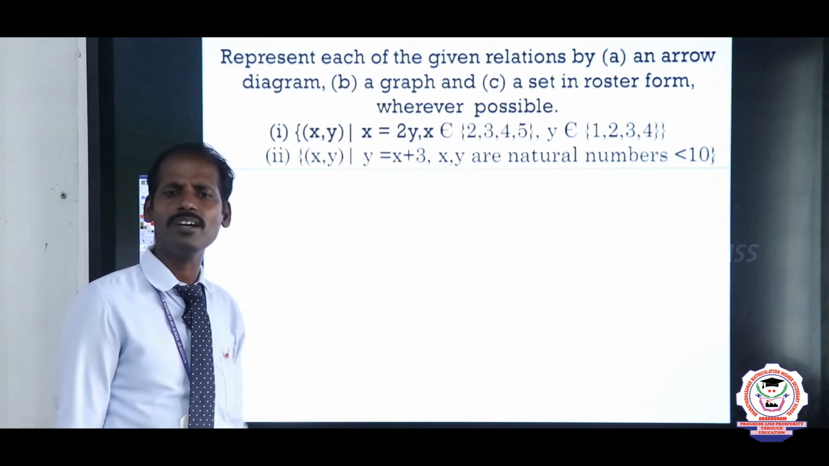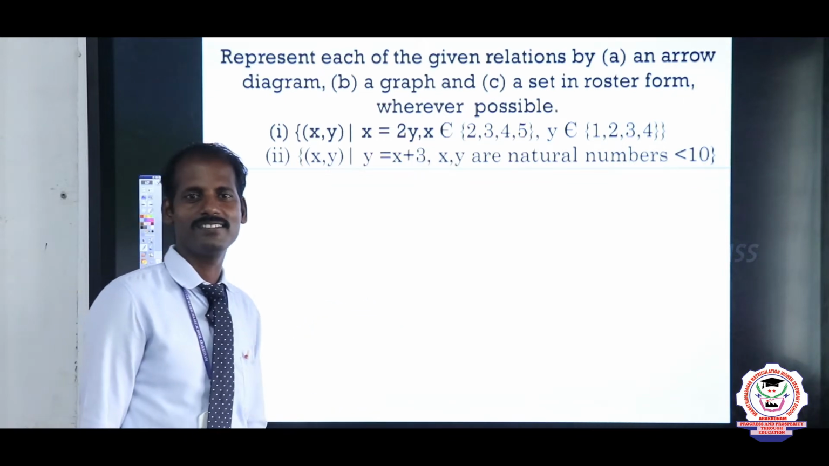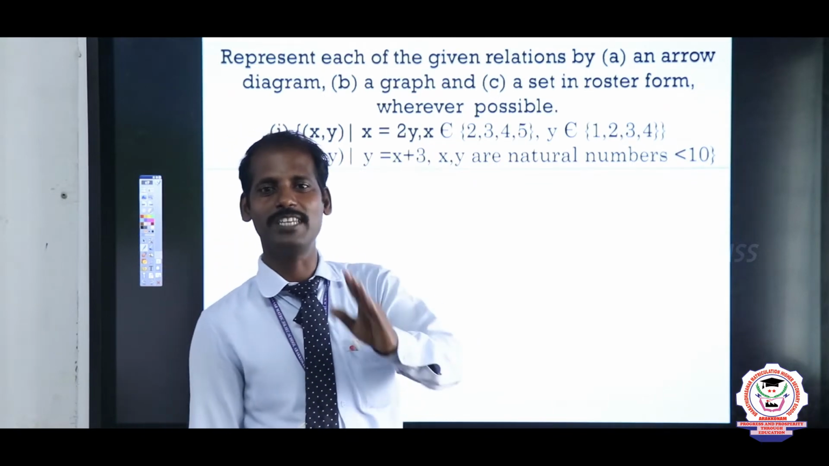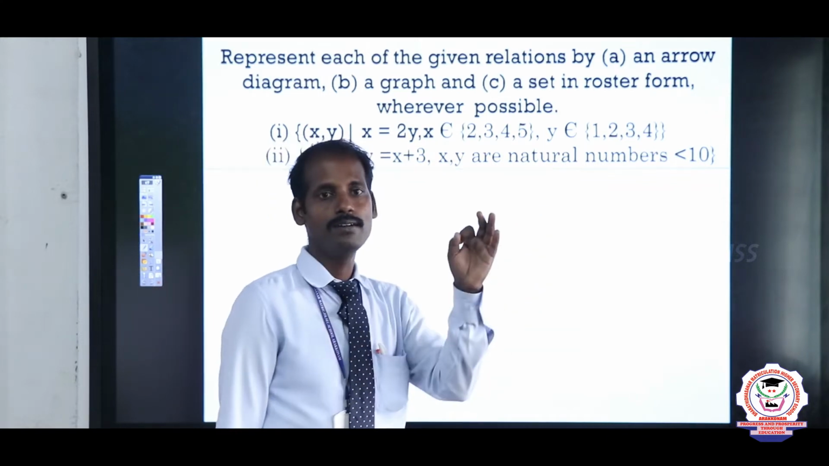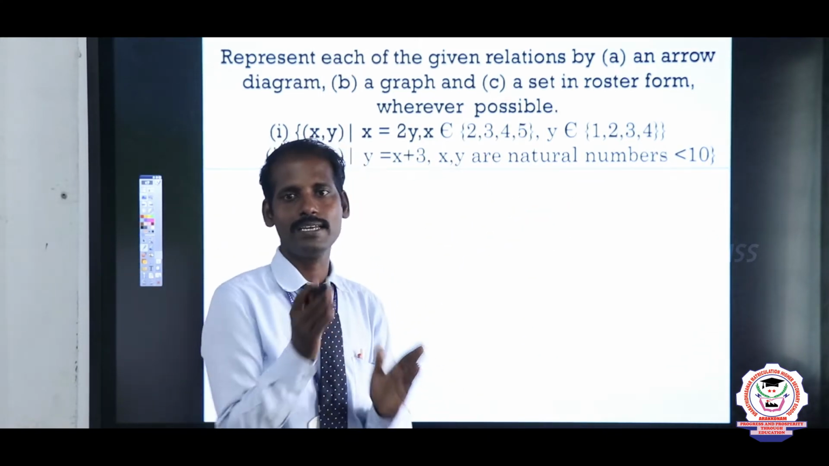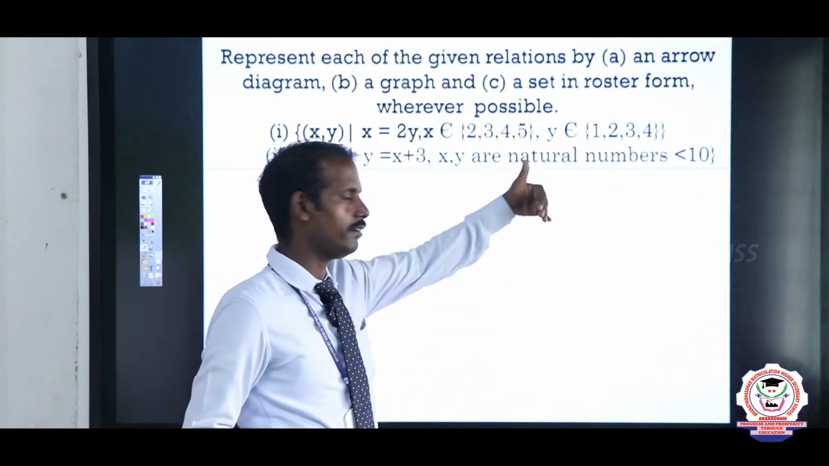What is a natural number here? Yes, the numbers starting from 1, 2, 3, and so on are called natural numbers. So x, y are natural numbers but less than 10. So, 1 up to 9, because less than 10 means you do not write 10. You have to write up to 9.